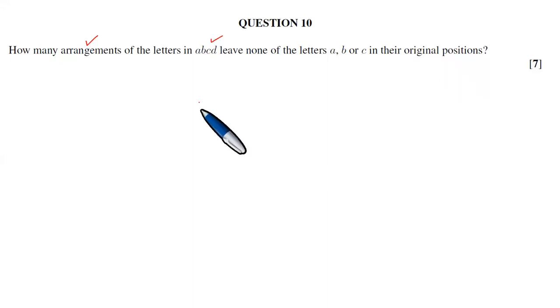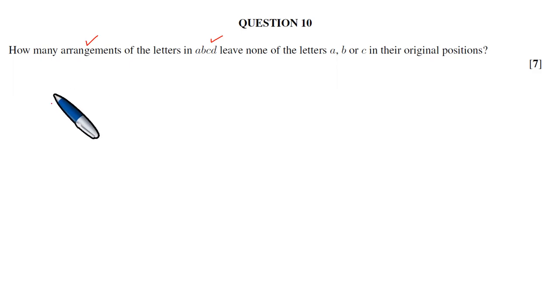How many arrangements of the letters in A, B, C, D? So A, B, C, D is actually a sequence, and it is a sequence of 4 letters. And now we're seeing how many arrangements of the letters in A, B, C, D leave none of the letters A, B, or C in their original positions. What is the examiner looking for here? He's looking for the number of arrangements. In other words, we need to form arrangements of the letters A, B, C, D.